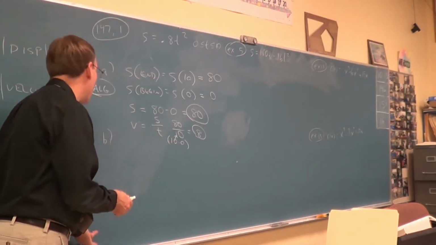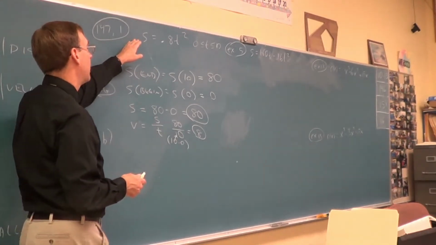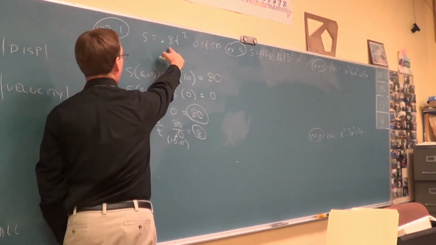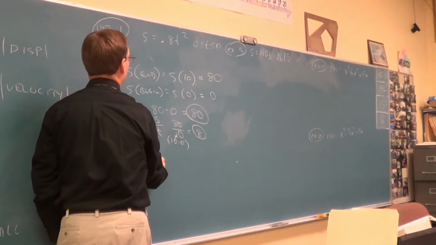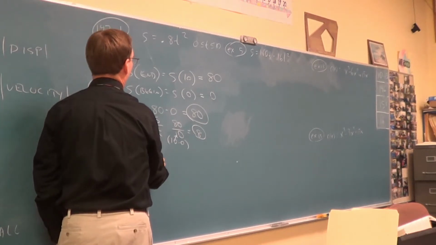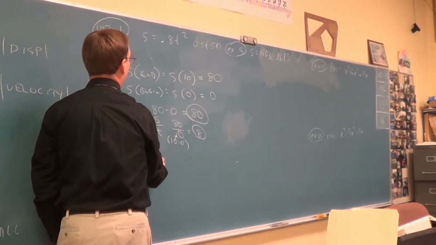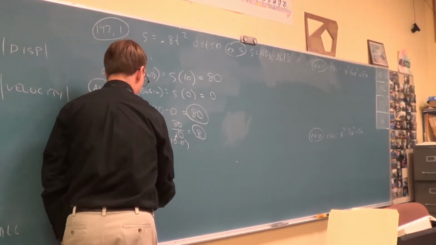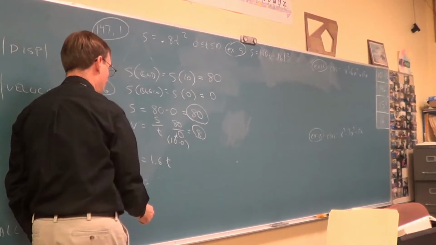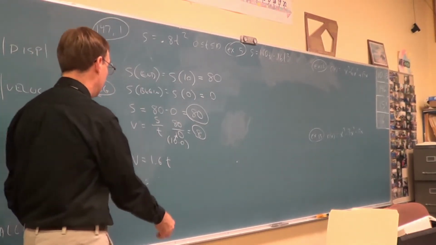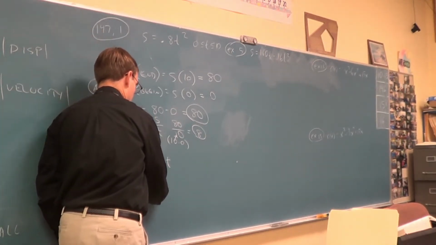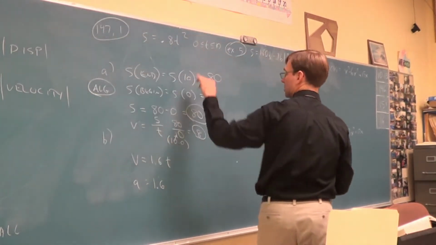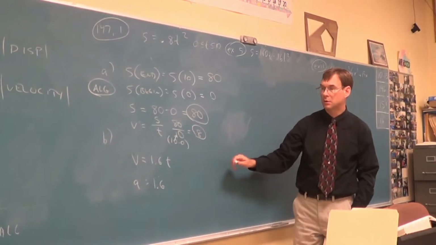A lot of this homework, they're going to give you a displacement equation, and they're going to expect you to come up with a velocity equation by doing the derivative, which would be 1.6t. And they'll want you to make an acceleration equation by doing the derivative again, which would be 1.6. And then they're going to expect you to plug in these numbers to find the instantaneous results.